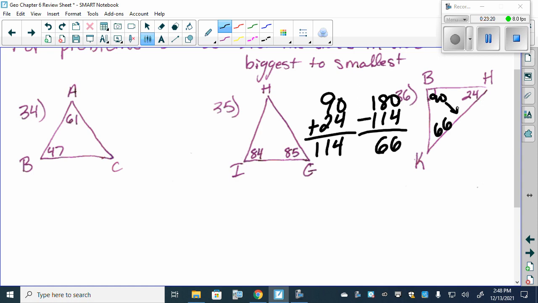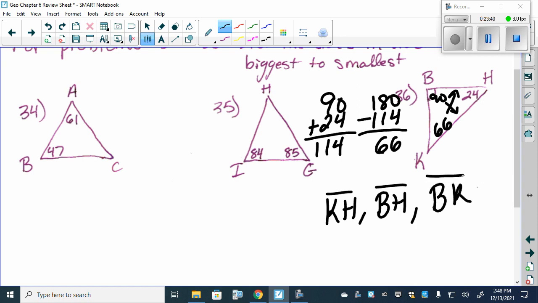So 90 is opposite the biggest side, because 90 would be the biggest angle. The next biggest angle would be 66, and it's opposite. And lastly, we would have BK. Any questions on this here? So really for these here, we just need to find the third angle and then order it from biggest to smallest. Any questions on these three here?